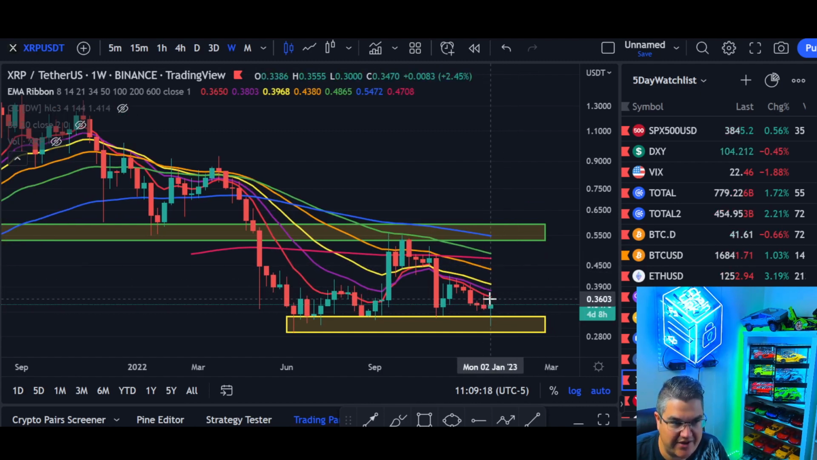Because, well, look at all the moving averages we have to cut through, including the biggest 200-week moving average here in the pink. So 47 cents, if we can get above that, then we're likely going to at least give a true test of this 50 to 60 cent area, and then we can break out to the upside.